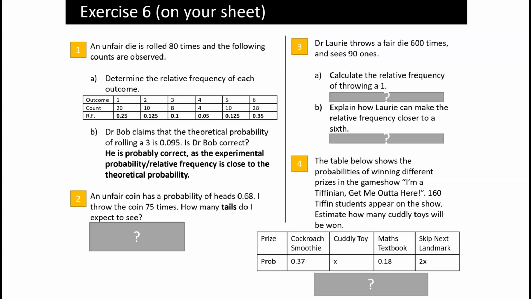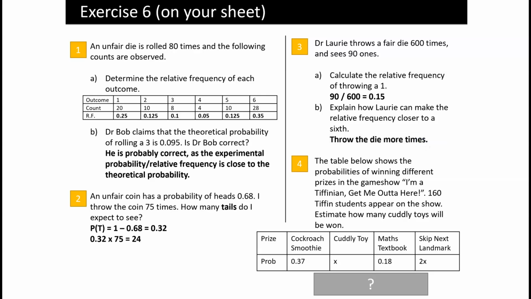Okay, question 2. So we need the probability of getting a tail. Well, it's either going to be heads or tails, so you take it away from 1 and then you multiply by 75. This time we've got a fair die thrown 600 times and we see 91. So what's the relative frequency? Well, it's 90 over 600. How can she make it closer to a 6th? Well, the more throws she does, the more accurate it gets. So if she did it 6,000 times, her probability would get closer to 1/6.